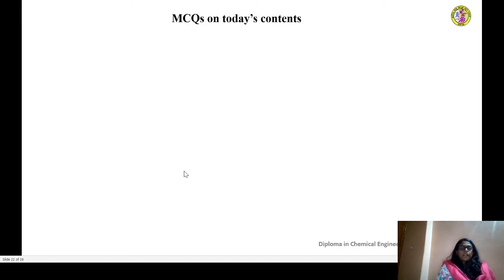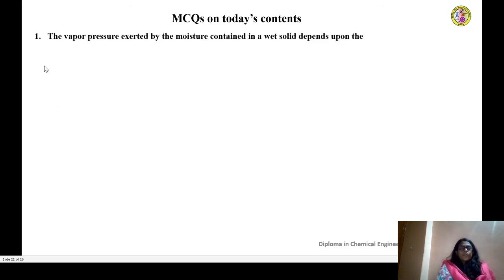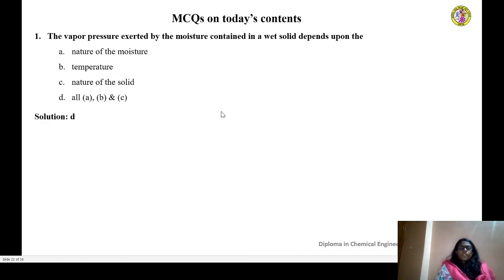Let us check our understanding now by answering these MCQs. The first question: the vapor pressure exerted by the moisture contained in a wet solid depends upon the nature of the moisture, temperature, nature of the solid, or all of these. In fact, the vapor pressure exerted by moisture present in the wet material depends upon all these factors. So option D is the right answer.